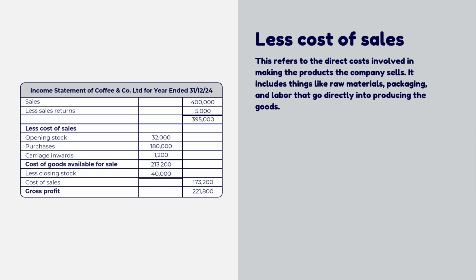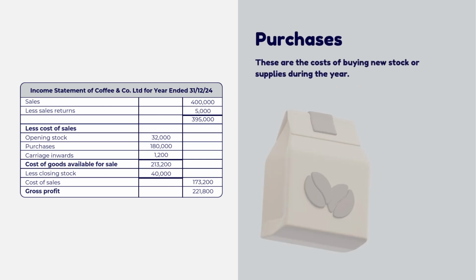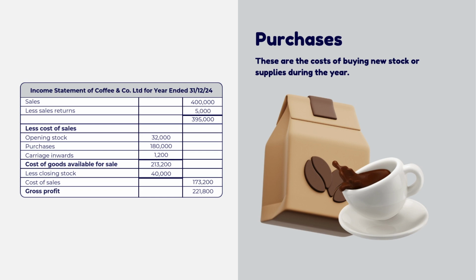So we'll start off with opening stock, which is the amount of stock at the beginning of the year. For Coffee Co, this is 32,000. So this could be all the food ingredients to make the food, coffee beans from the previous year, coffee cups, plastic straws, napkins, etc. All stock that the coffee shop have that's already available and left over from the previous year. Then we have purchases, which is the cost of new stock brought in during the year.